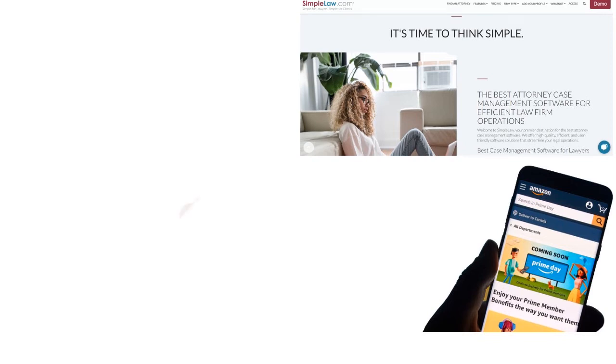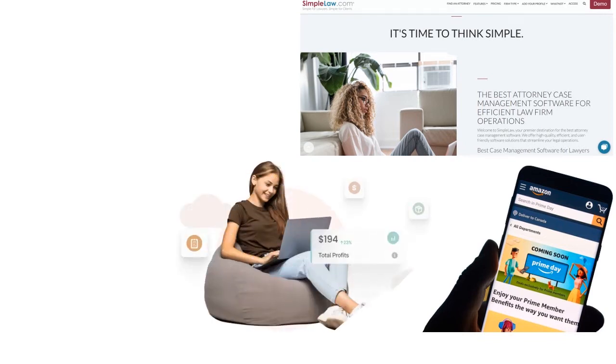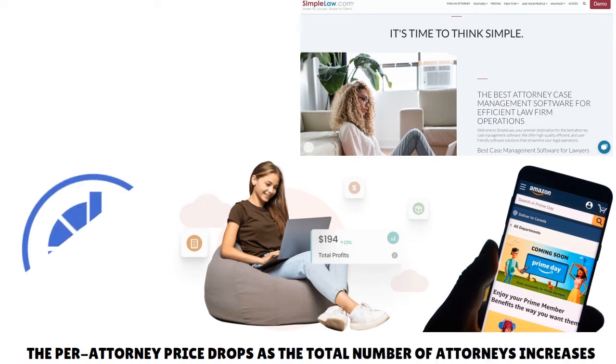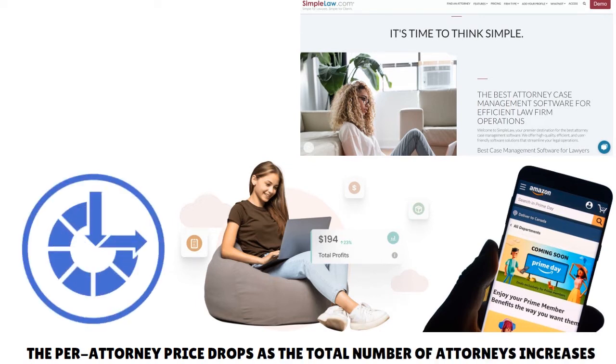Okay. In terms of pricing, I'll talk about pricing later on, but you're looking at $39 all the way to $75. Now, prices go down as the number of attorneys goes up. So this is the basic tenet of economies of scale. It's like a wholesale pricing strategy here.